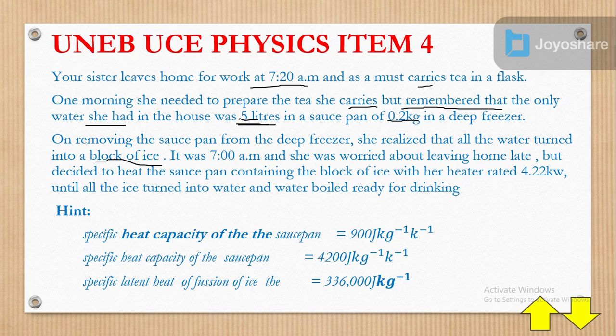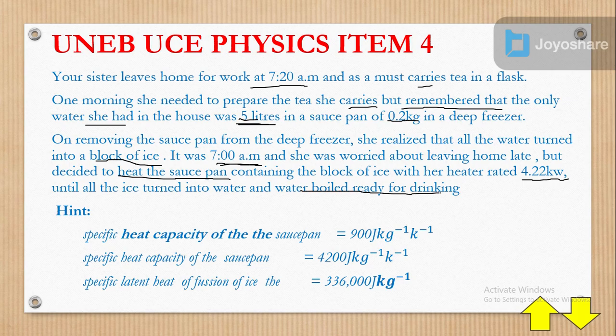It was 7 a.m. Now remember, she has to go for work at 7:20. But she's realizing that the water got frozen. But at this time, it is 7 a.m., so she's left with 20 minutes. She was worried about leaving home late, but decided to heat the saucepan containing the block of ice with her heater. Now her heater is rated 4.22 kilowatts.